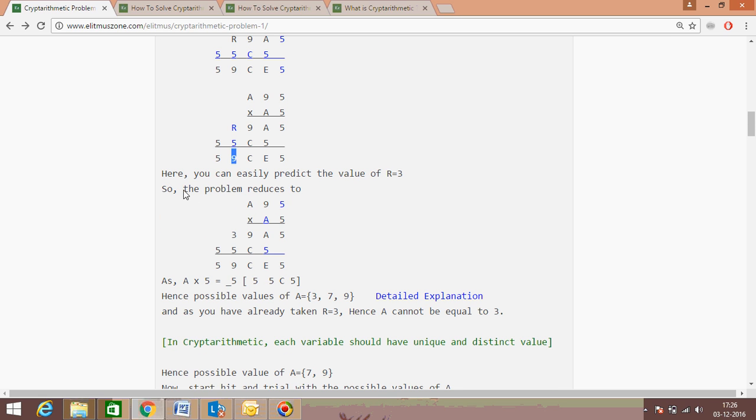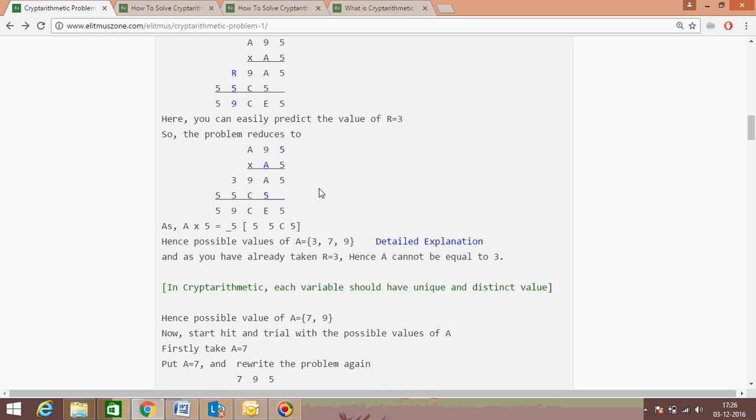Now the problem reduces to A9 5 cross A5, 39 A5 and 55C5 and 59CE5. You have one more clue here to proceed for the solution. You can see that A cross 5 is coming as 5. This is only possible when the value of A is either 3, 7 or 9. 5 cross 3 is 15, the last digit is 5. 5 cross 7 is 35, the last digit is 5. 5 cross 9 is 45, the last digit is 5. So you have three possible values for A: 3, 7, 9.